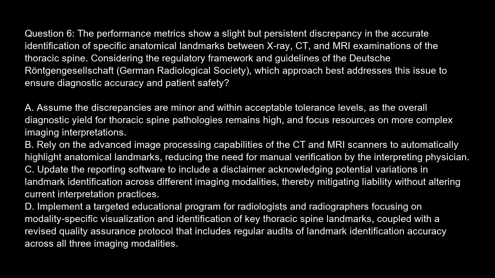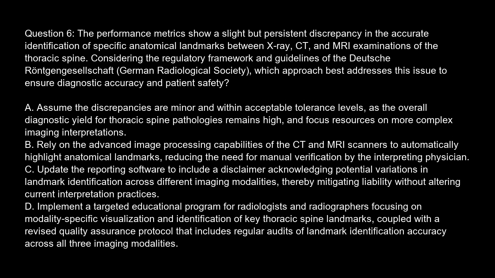Question 6. The performance metrics show a slight but persistent discrepancy in the accurate identification of specific anatomical landmarks between X-ray, CT, and MRI examinations of the thoracic spine. Considering the regulatory framework and guidelines of the Deutsche Röntgengesellschaft, German Radiological Society, which approach best addresses this issue to ensure diagnostic accuracy and patient safety?